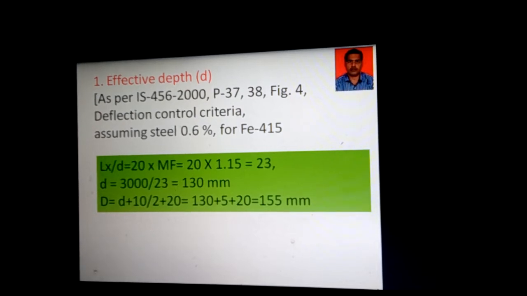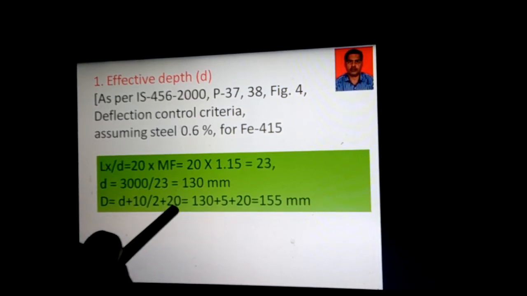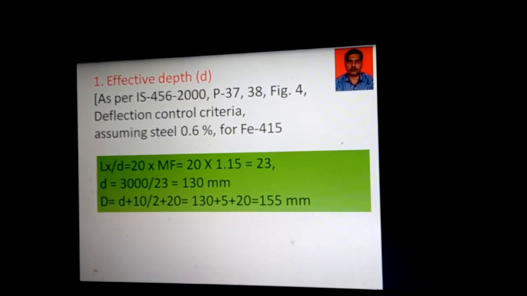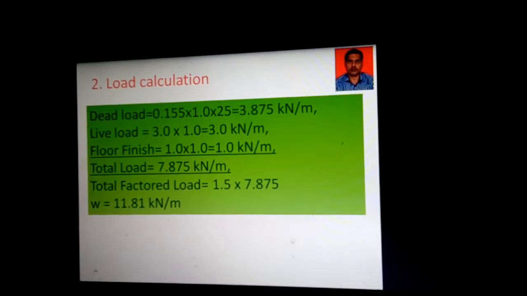So for this, the small d comes 3000, that is the Lx value, divided by 23, that is 130 millimeter. By knowing this, we can calculate the capital D, that is small d plus 10 by 2, where 10 we assume as the diameter of the bar, plus 20 clear cover, that is 130 plus 5 plus 20, that is 155 millimeter would be the capital D.